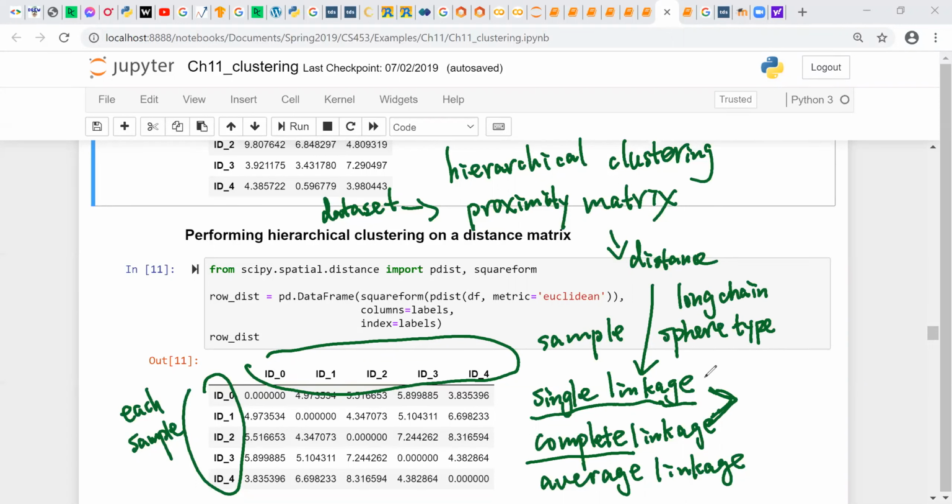You can put the answer in the chat. So single linkage gives a long chain, and complete linkage leads to more sphere type clustering. When you come up with the proximity matrix, the entry in this matrix is a distance, and the distance calculation is based on your choice. What kind of choice do you want to use? Single linkage, complete, or average?